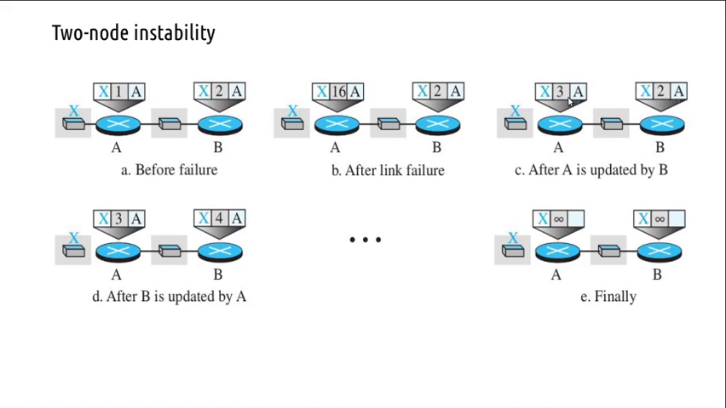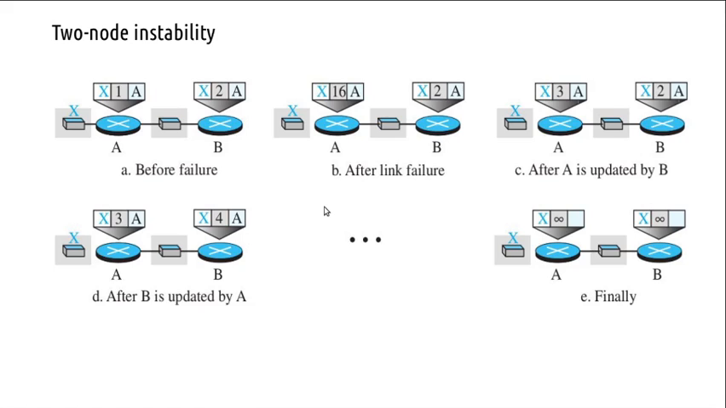That's how it updates. Now after a while, A will try to update B, saying you can reach X through a path with a cost of 3. So B thinks, I can reach X through A with a cost of 4, because this hop is 1. This continues, it takes several updates, until finally both of them will understand that the link is broken and X is unreachable. This is what we call two-node instability.